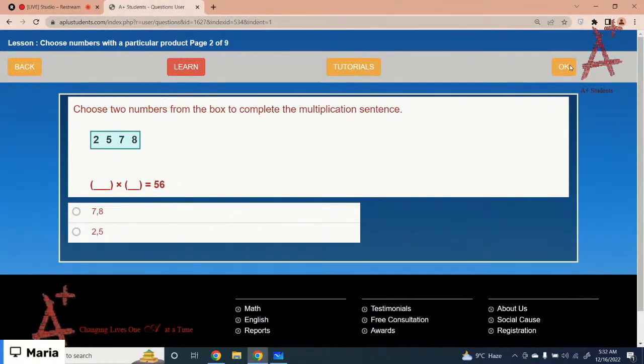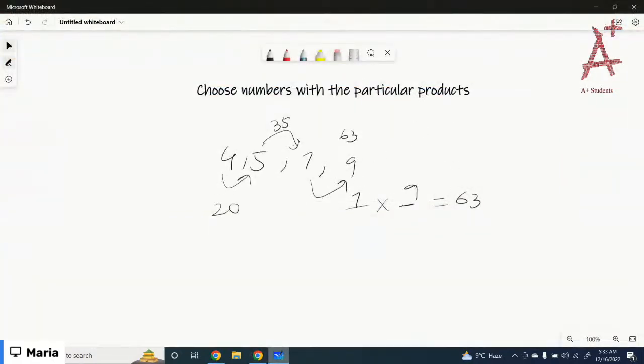Choose the two numbers from the box to complete the multiplication sentence. Which two numbers when multiplied make 56? 2, 5, 7, 8. Very good. That would be 7 and 8 because 7 times 8 makes 56. Got it? The correct option is the first one.